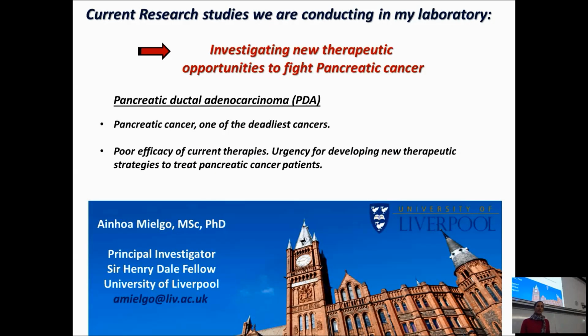And now I'm currently investigating pancreatic cancer. I chose this cancer because it's really one of the deadliest cancers. And unfortunately, we don't really have good therapy for pancreatic cancer patients. So I decided that I will focus now on this disease and try to understand better the biology of this disease, why pancreatic cancer cells are not responding to the therapy we have, and what could we do to improve therapy for pancreatic cancer.